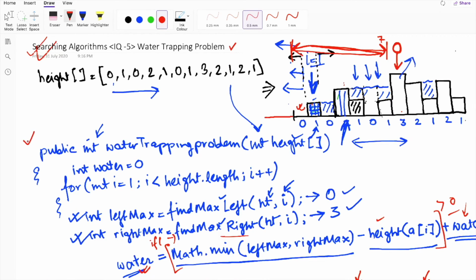So I think you guys are clear with the solution provided over here, and I will share the entire code in the description below. So feel free to go through the code and understand the problem so that you can easily solve the problem during an interview.